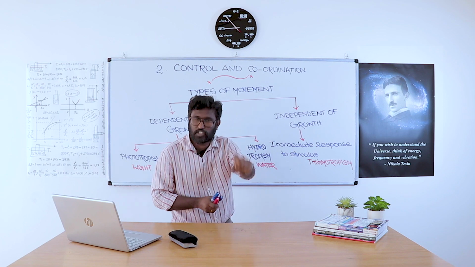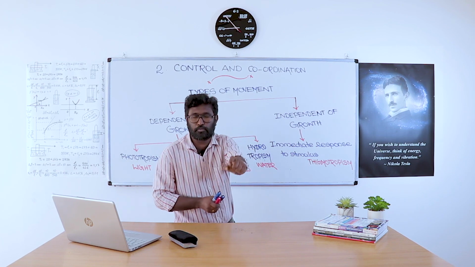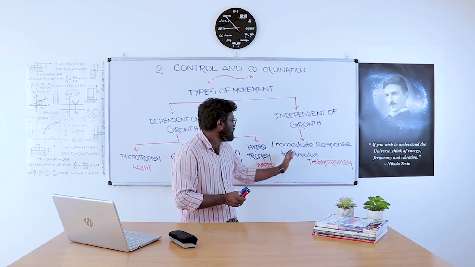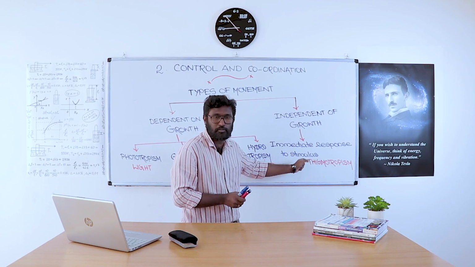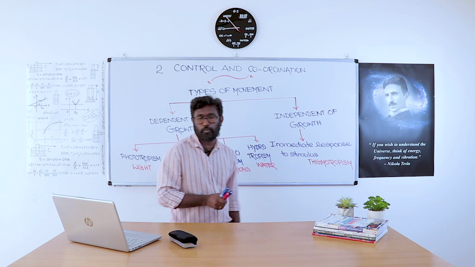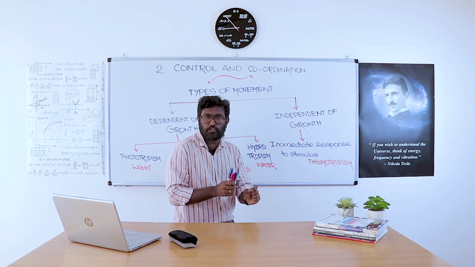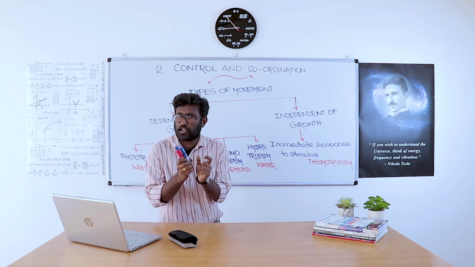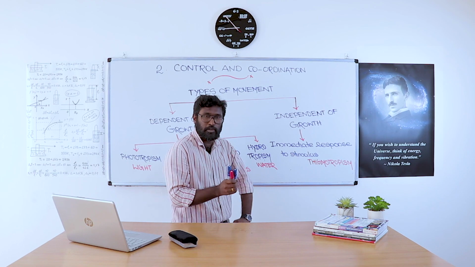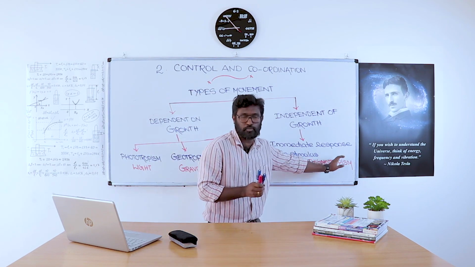Here the stimulus is touch. With respect to that stimulus, the leaves immediately droop. That means it's an immediate response to a stimulus. This is called thigmotropism. When a stimulus is applied, there will be an immediate reaction to that stimulus, and that is called thigmotropism.